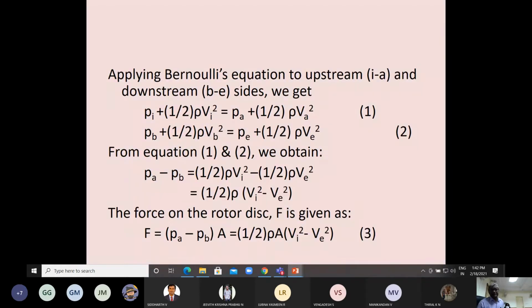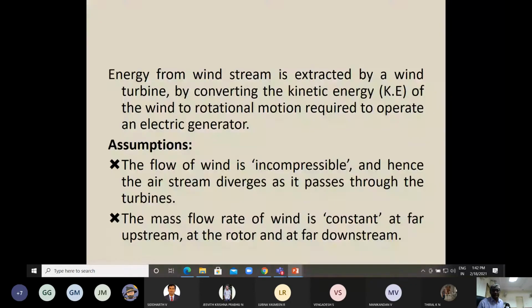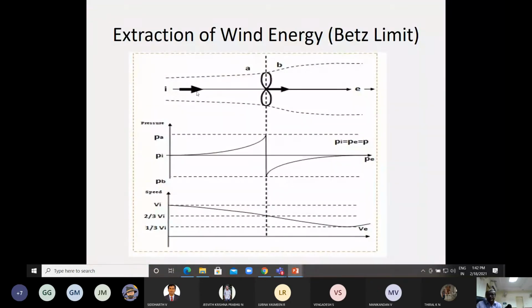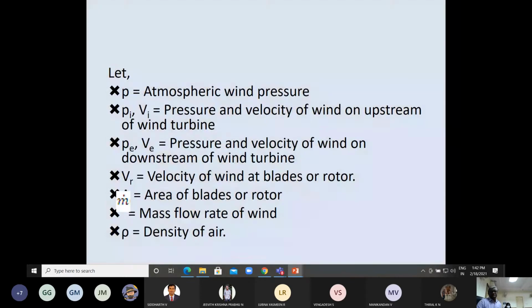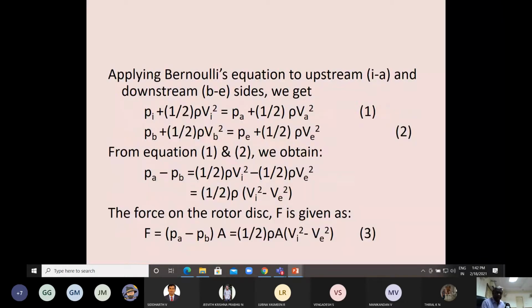These are the notations. Now we are applying Bernoulli's equation in the upstream and the downstream. As I said, upstream is I-A, the upstream area, and B-E is the downstream area. So we apply Bernoulli's equation in the upstream, I suffix A, and the downstream, B suffix E, and based on Bernoulli's theorem we equate both sides.